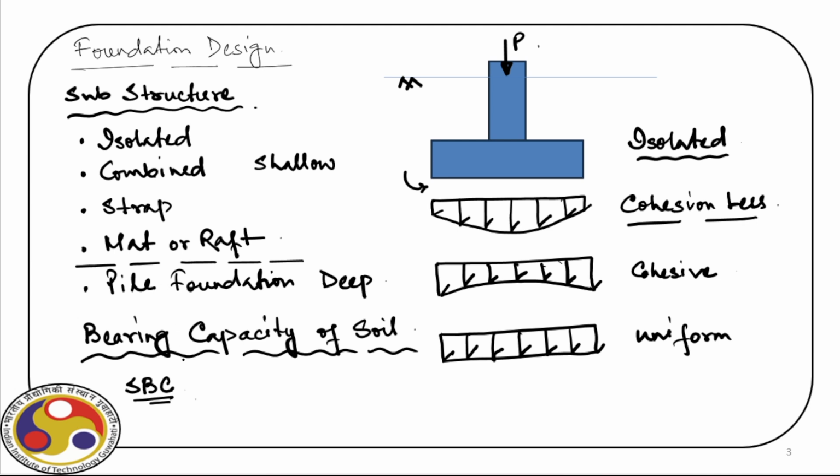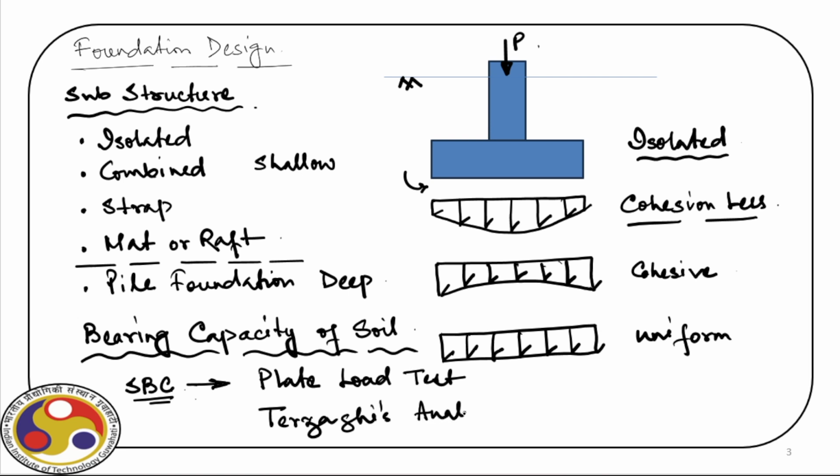Now, this SBC for a particular site, we can quantify in two different ways. The first one is the plate load test. The second option is Terzaghi's analysis. Either of the two options will give us the safe bearing capacity of a particular site. So the first one is experimental.